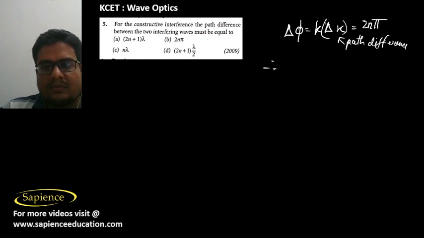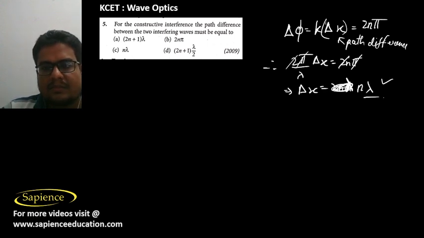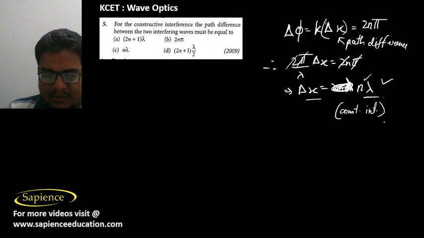So therefore k is 2 pi by lambda into delta x, that should be equal to 2n pi. So 2 pi will cancel, so delta x should be equal to n lambda. So when path difference is equal to an integral multiple of the wavelength, then only there is constructive interference. So option C is the correct answer.